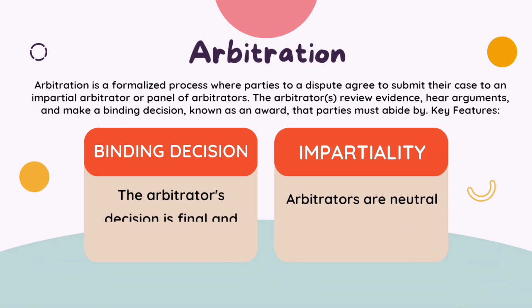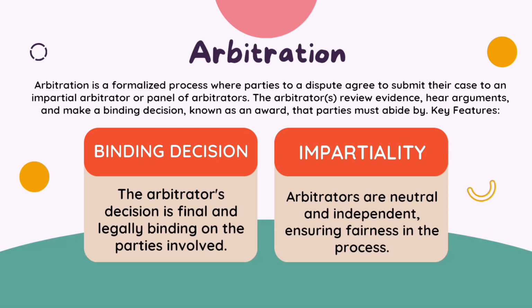Arbitration is a formalized process where parties to a dispute agree to submit their case to an impartial arbitrator or panel of arbitrators. The arbitrators review evidence, hear arguments, and make a binding decision, known as an award, that parties must abide by. Key features: Binding decision: the arbitrator's decision is final and legally binding on the parties involved.